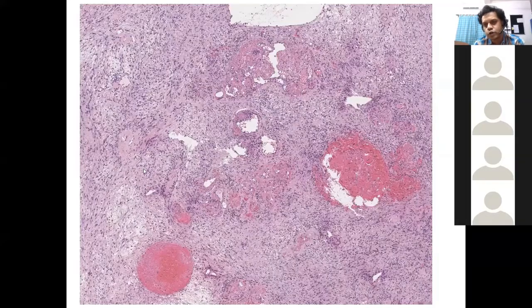Over here, now we go into the Antoni B region, which is the area where you will not get that many cells. You will get a whole lot of other changes. You will get microcystic changes. You will get hemorrhage. You will get edema. You will get thrombosis within the vessels, and you will even have organizing thrombi. So we see all of that over here. The cellularity as such is less, but even here, there's a bit of verocay body formation. If you see, the one that I'm circling could be a bit of a palisaded appearance.